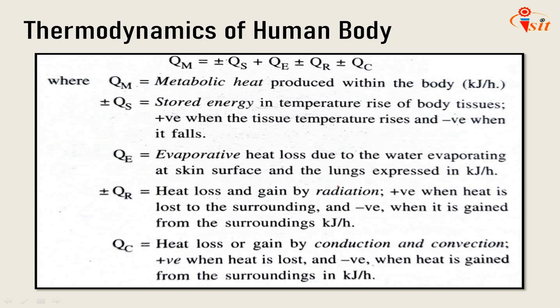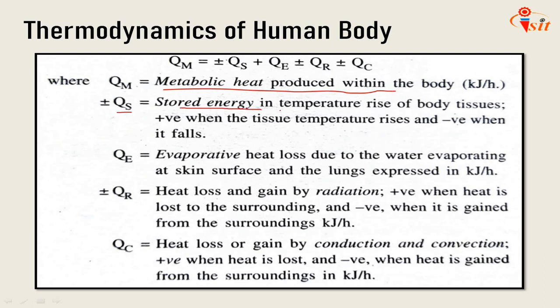Now this phenomenon can be represented by the equation here: Qm equals plus or minus Qs plus Qe plus or minus Qr plus or minus Qc. Now what is Qm here? Metabolic heat produced within the body.